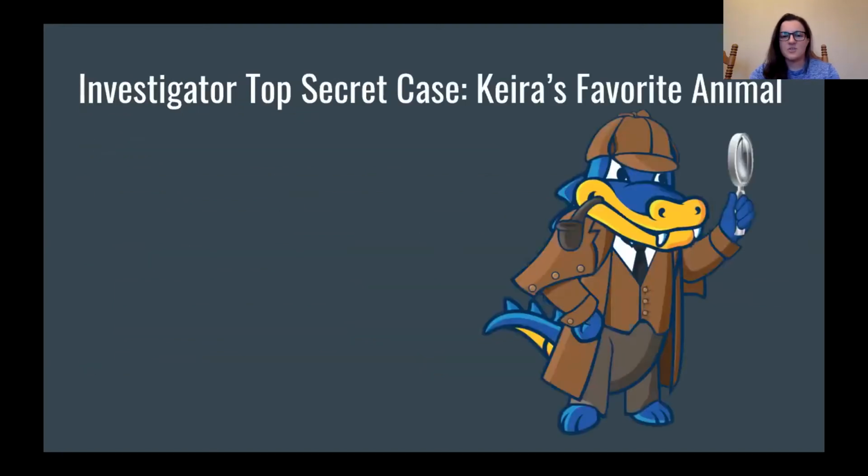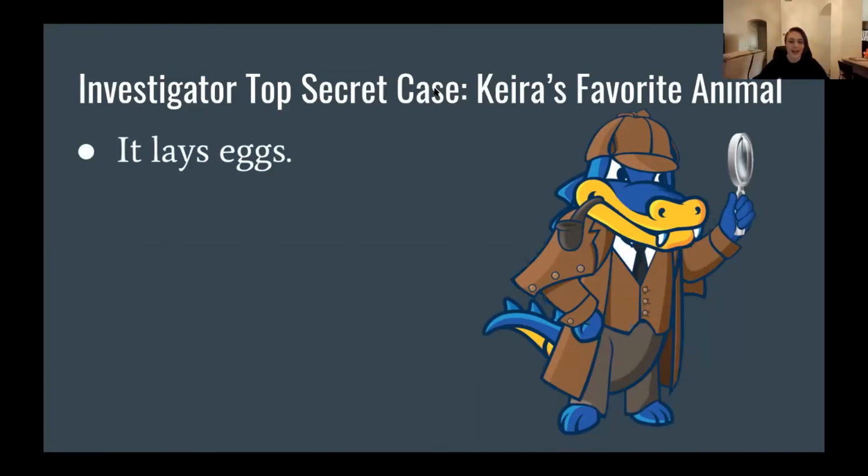Miss Kimmy, would you like to do our first top secret case? Sure. Our first top secret case is Kiara's favorite animal. Our first clue, it lays eggs. That gives us a few options. Do we have any guesses so far? Remember to add them in the chat. We're seeing a couple coming in. Ira said a hen. Princess Eleanor said chicken. We're getting a couple other bird comments.